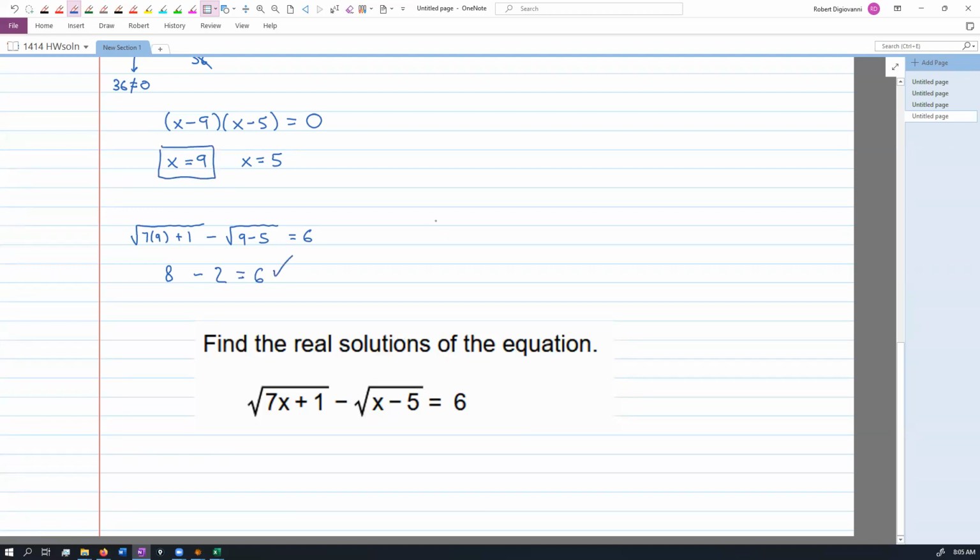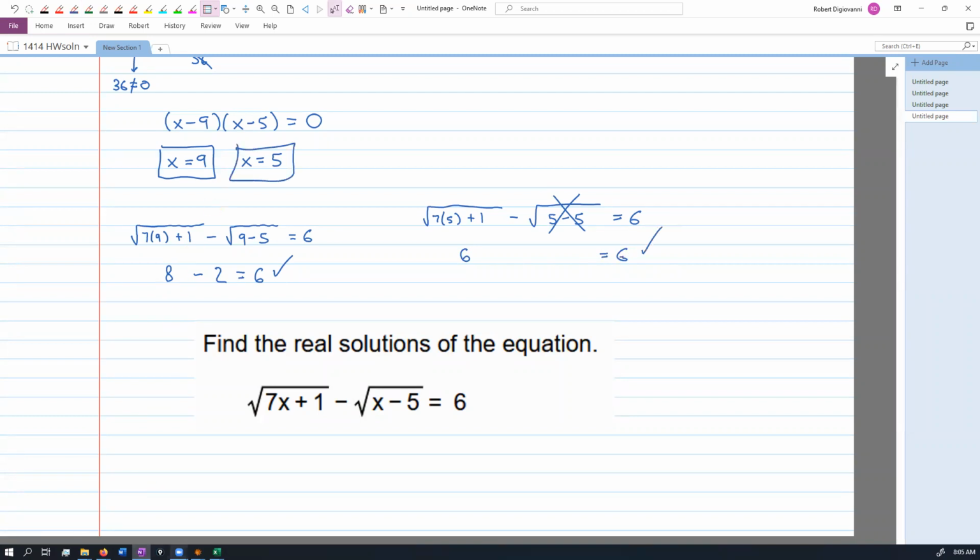And then I try the other one. Try and put 5 in here. So 7 times 5 plus 1 minus the square root of 5 minus 5. Does that equal 6? Well, 5 minus 5 is 0, so that's gone. This is 35 plus 1, which is 36, and then you take the square root, so you get 6 here. And 6 does equal 6. So we are good, they both work.